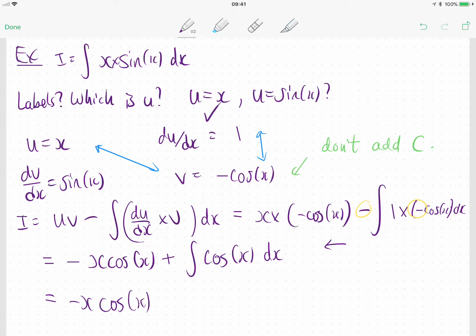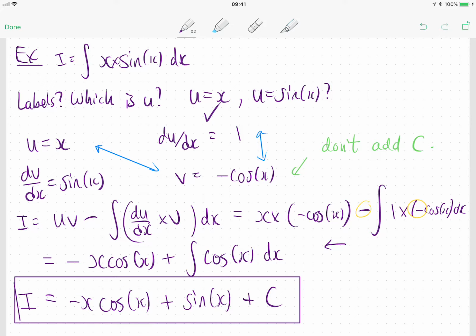Okay, so finally, integrate cos x is sin x. And I want to capture all the answers. So finally, I'm going to add the constant of integration. And there you go. There's your answer. The integral of x sin x is this thing: minus x cos x plus sin x. And you can add on any c and that will work.